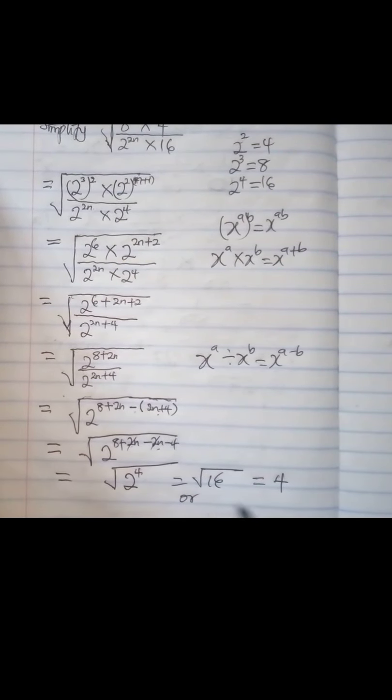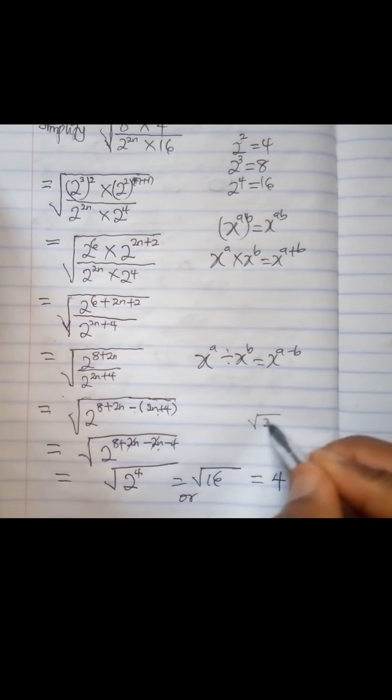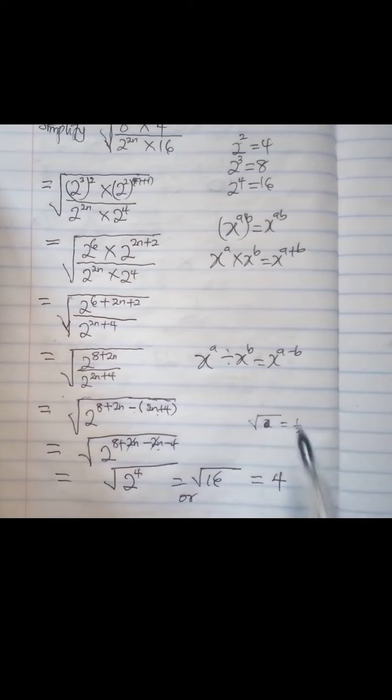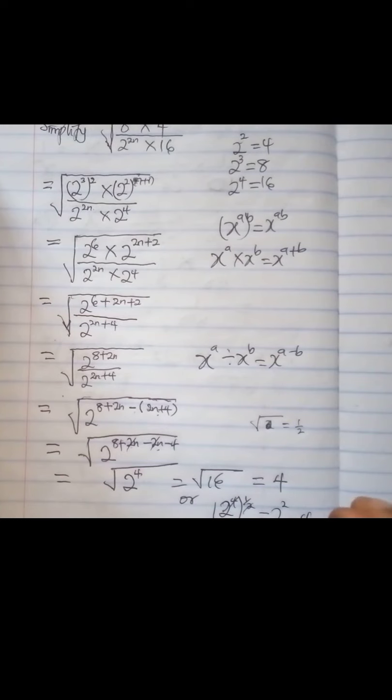Another way is to solve it this way. Remember what we said about the square root, which is 1 over 2 in power, right? So you end up with 2 raised to the power of 4, with 1 over 2 outside. The 2 we cancel 2. Can you see it? So 2 raised to the power 2, which is the same thing as 4. Both ways will give you the same answer. Let's go to the next question.